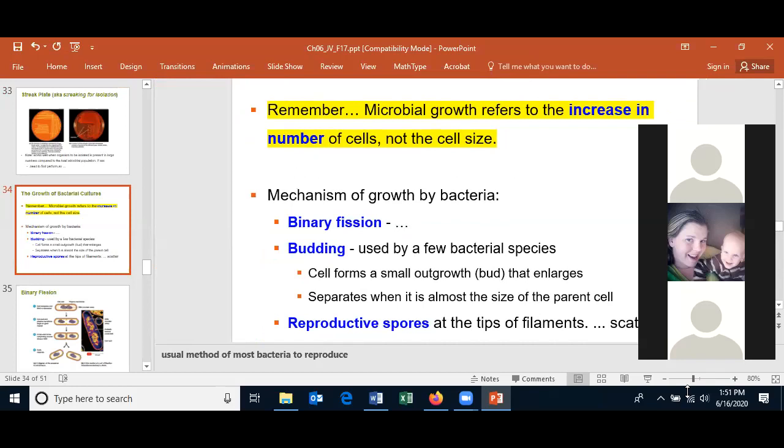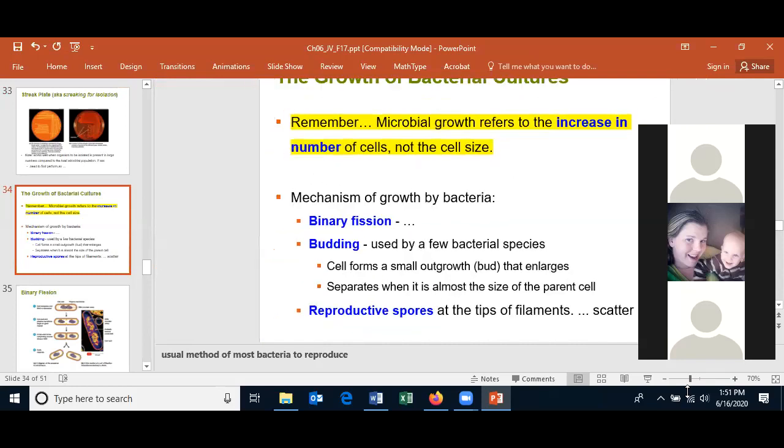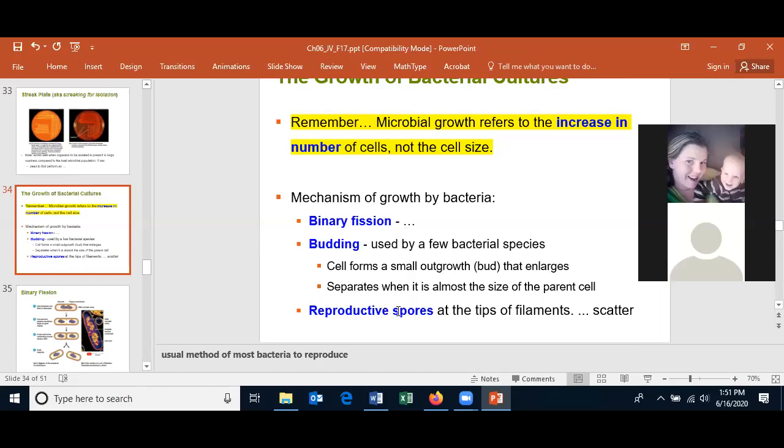So when we're talking about growth of microorganisms, we mean an increase in the cell number. There are 3 ways that bacteria cells can grow. They can grow by binary fission, and that's how most of them will grow, by binary fission, and that's where the cell grows and then divides literally into 2. And I'll show you a picture of that in a minute.